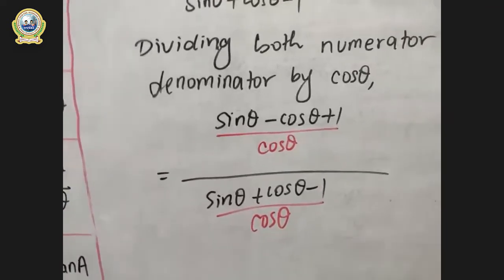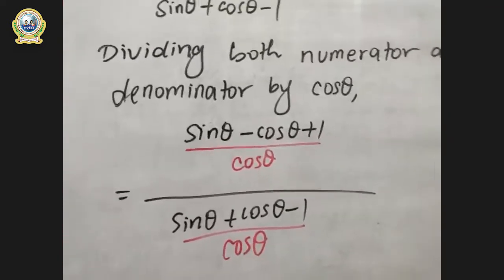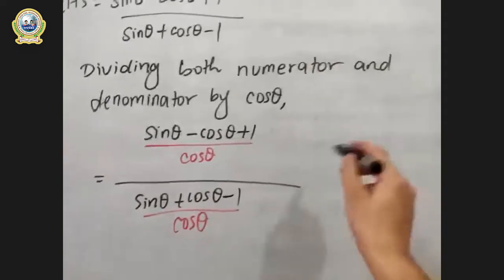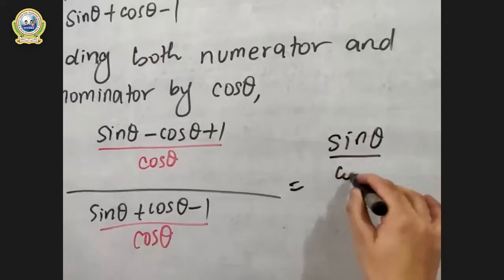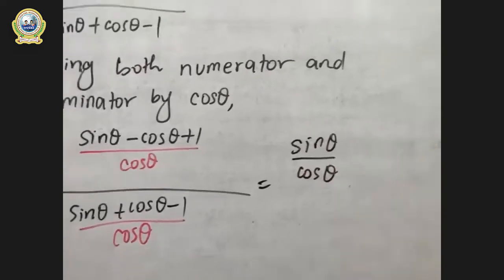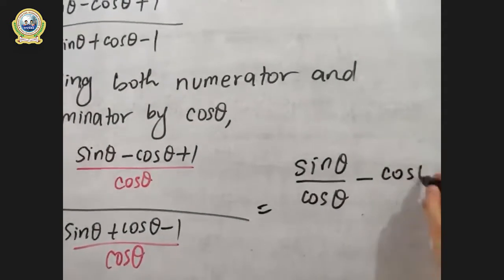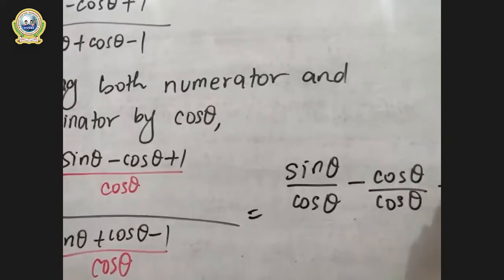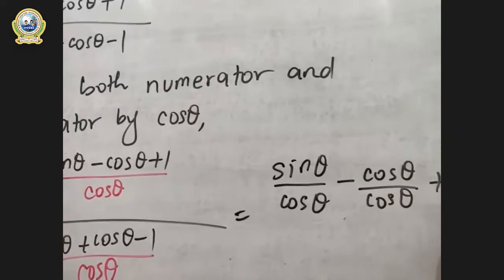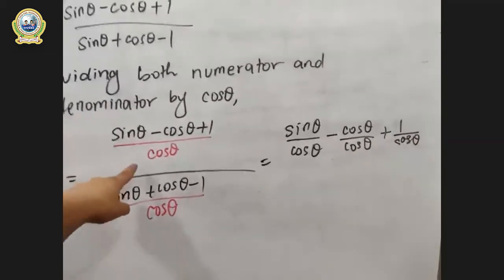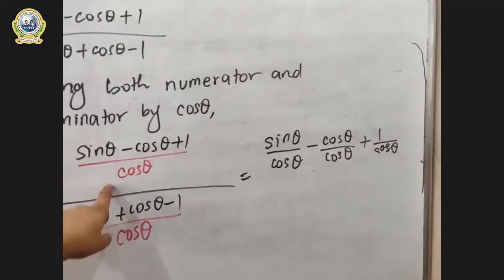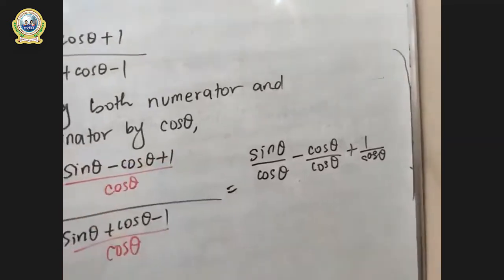Is this clear up to this? Now let us distribute this. I'll write to the right part. Now you can write this as sine theta by cos theta, right? Minus cos theta by cos theta. Can you guess what I am doing? Plus 1 by cos theta. This is simple, isn't it? I have distributed this cos theta to 3 parts: sine by cos, cos by cos, 1 by cos.